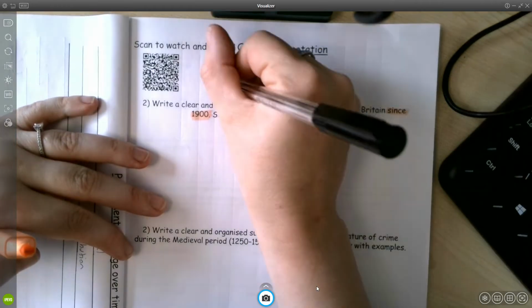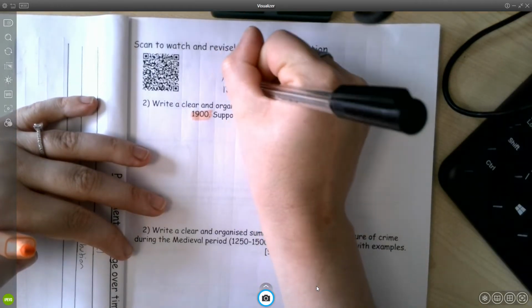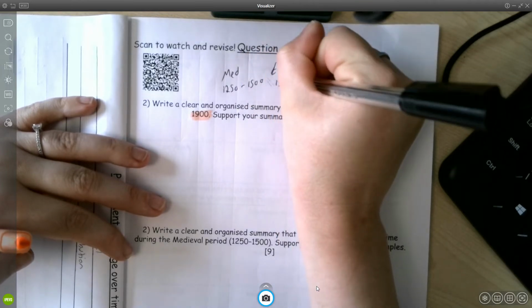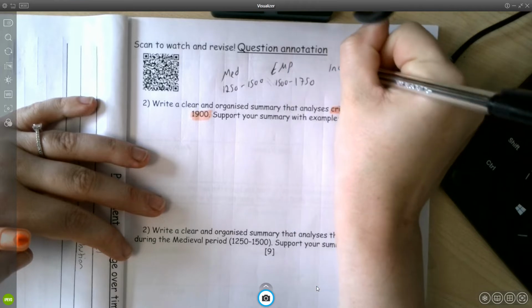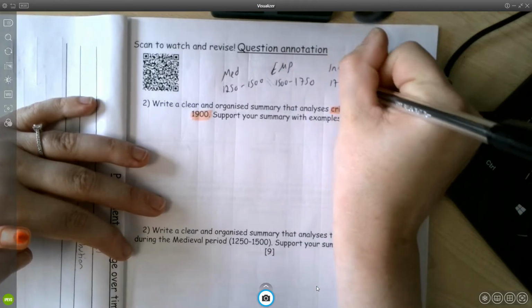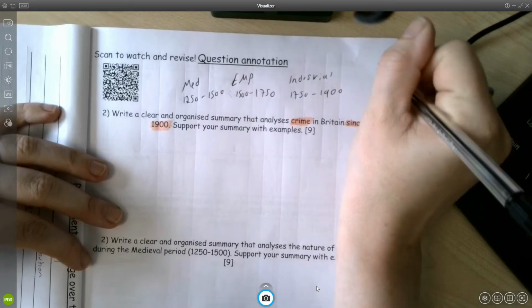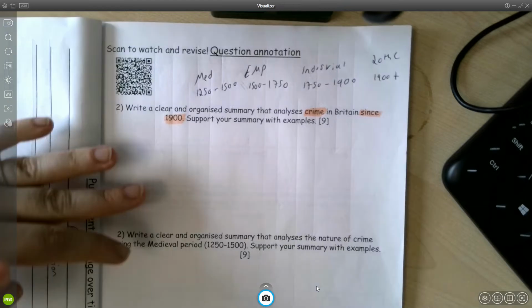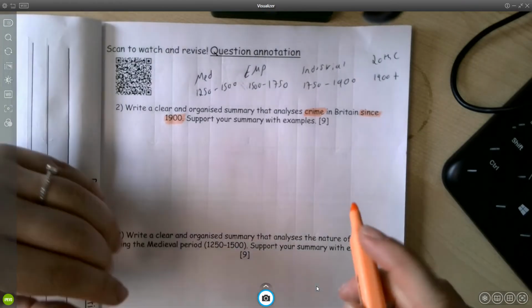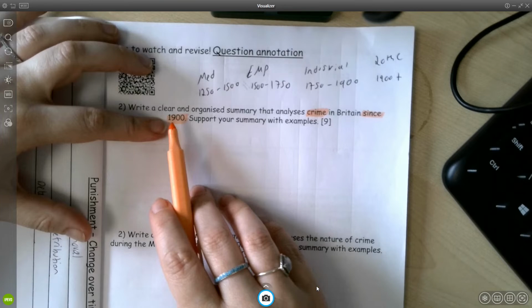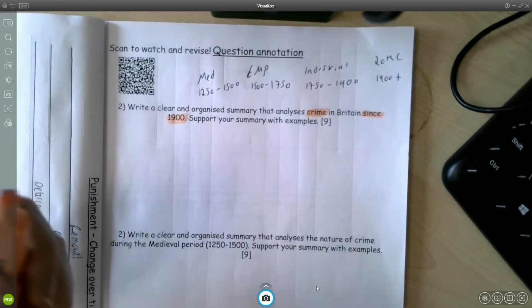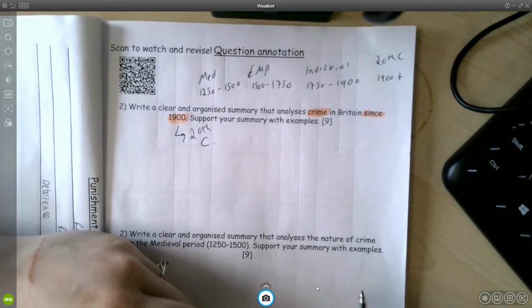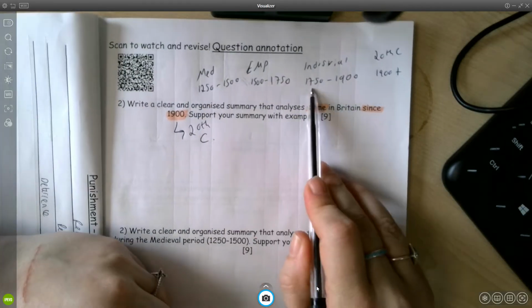So as I've said before, right at the start, put them at the top: medieval 1250 to 1500, early modern 1500 to 1750, industrial 1750 to 1900, and then 20th century is 1900 plus. If you've got that at the top, it's dead easy for you to then be able to see the time period in the question, look up at the top, right, okay, I know that that means 20th century. It's asking me about 20th century crime.